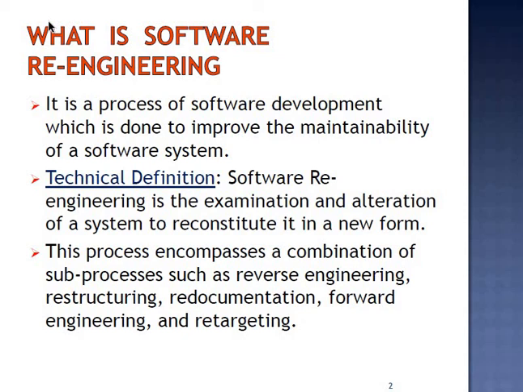So what exactly do you want to do? You want to rewrite the code, you want to rewrite the system, you want to rewrite the whole software, right? So this is where the term re-engineering comes into the picture. This process consists of different functions: first restructuring, then reverse engineering, redocumentation, forward engineering, and retargeting. So let's see these one by one.